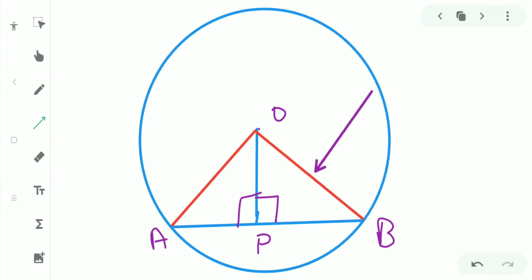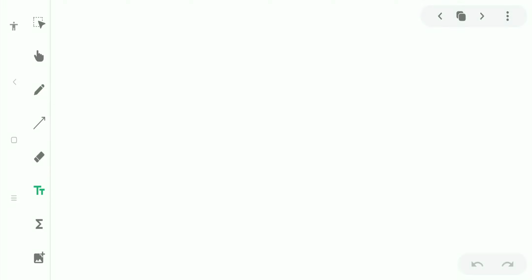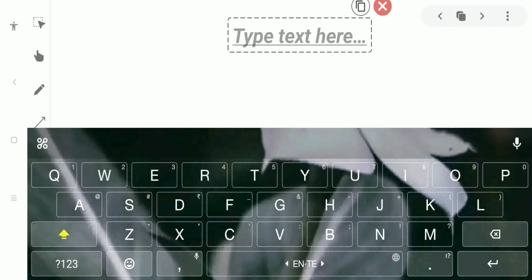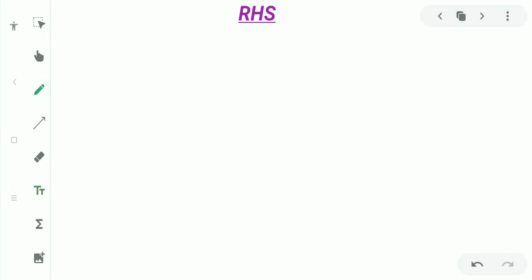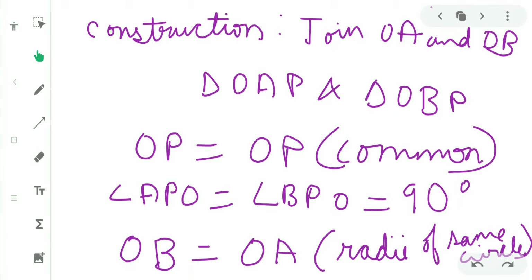So now here we can prove by RHS. I hope you remember the congruency. RHS, that is right angle, hypotenuse and side. I have discussed all this congruency in one video. So if you want to watch that video, that link is in the description below. You can go and watch that video.